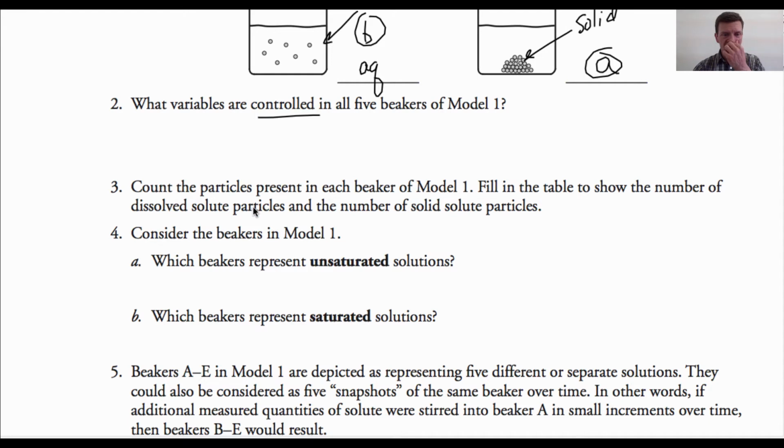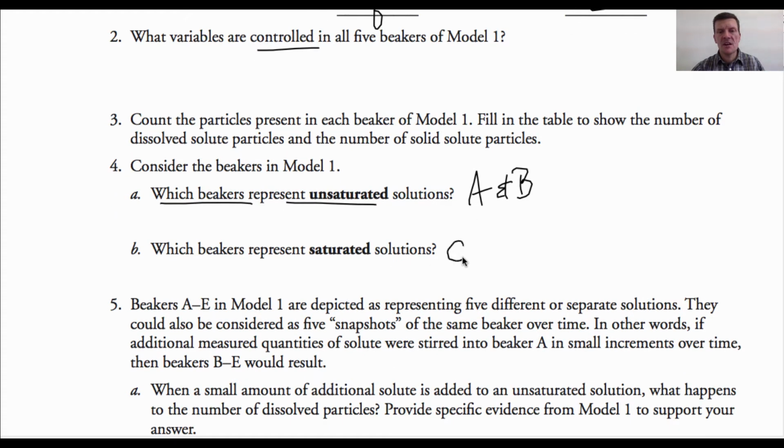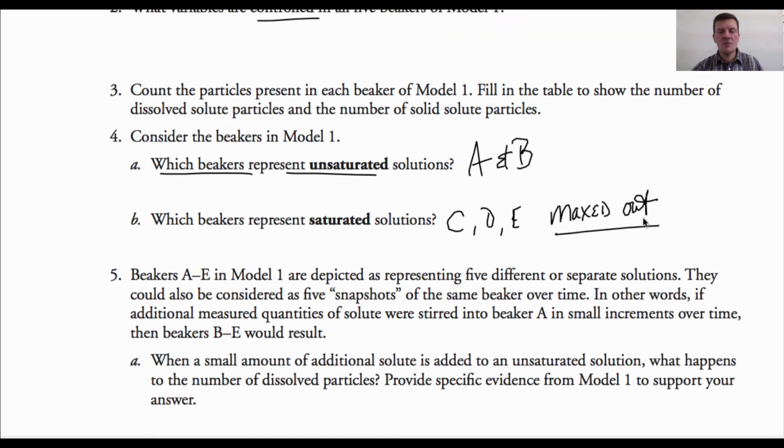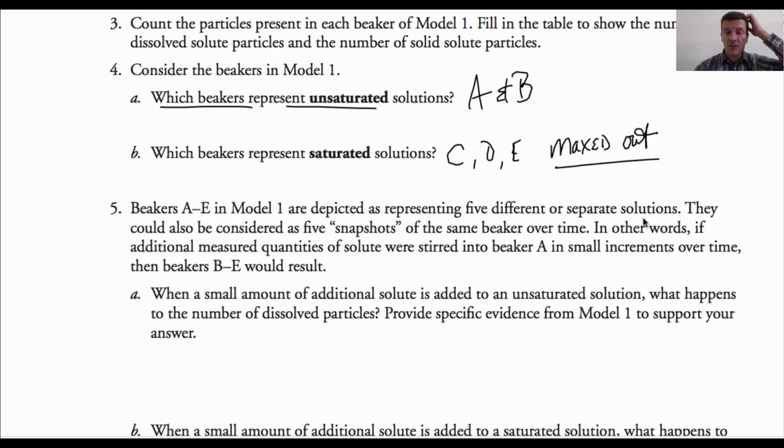Count the particles present in each beaker. We did that. And which beaker represents unsaturated? So that is A and B. There's still more room for more particles to be dissolved in A and B. Saturated are C, D, and E. They are maxed out. No more room for any more dissolved particles in C, D, and E.